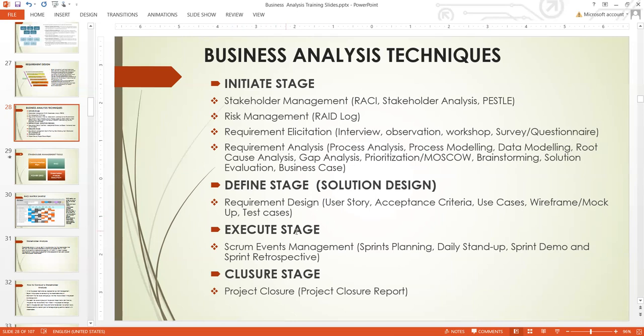When you come to project execution within an agile environment, which is what we're going to be using, we have sprint planning, sprint stand-up, sprint demo, and sprint retrospective. And after that, we come to closure, and then we have project closure reports. And in this closure as well, we have post-implementation review, which I'll say add it here. So let's get started.